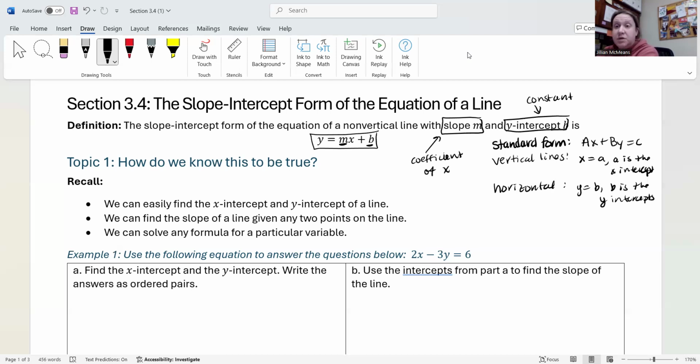Well, we're going to think about a few things that we already know. We can easily find the x and y-intercept of a line, okay? If we're given a line, we can find the x-intercept by letting y equal 0 and solving for x. We can find the y-intercept by letting x equal 0 and solving for y. We can find the slope of a line given any 2 points, such as the x-intercept and y-intercept. And we can take a formula and solve it for a particular variable, okay? These are all things that we've already learned how to do, either earlier in this chapter or in a previous chapter. So let's break this down with an example.